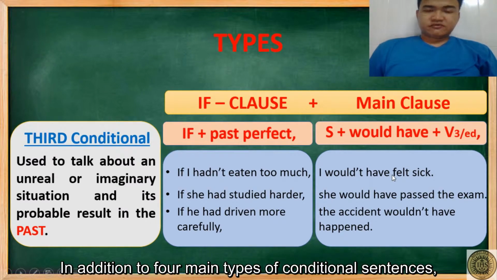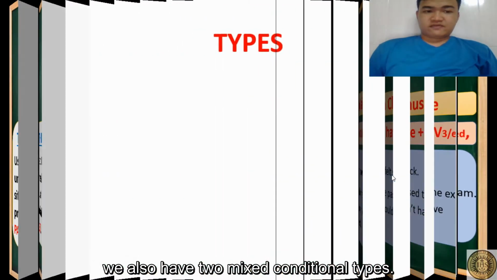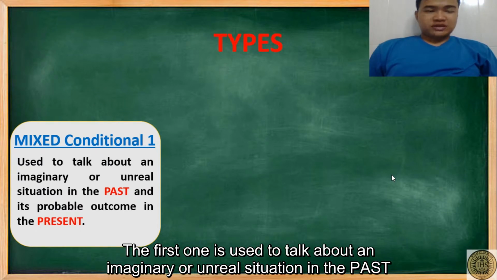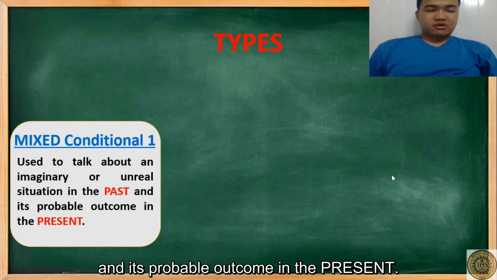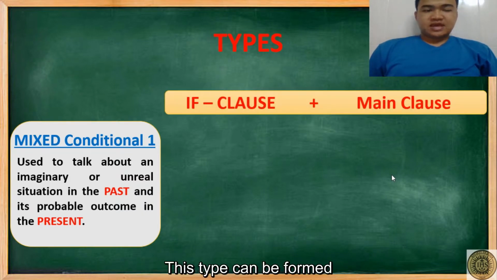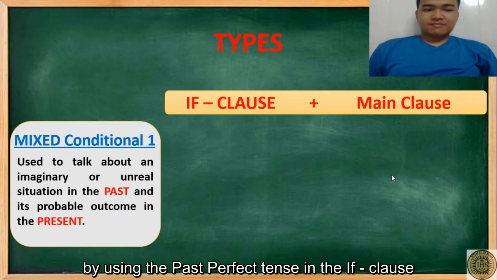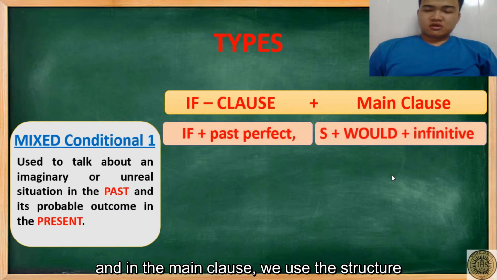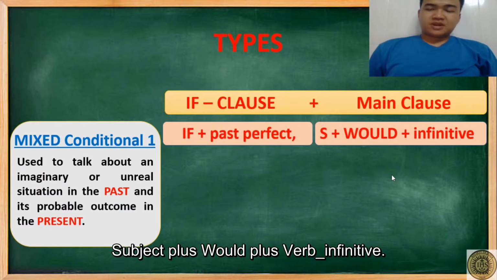In addition to four main types of conditional sentences, we also have two mixed conditional types. The first one is used to talk about an imaginary or unreal situation in the past and its probable outcome in the present. This type can be formed by using the past perfect tense in the if clause, and in the main clause, we use the structure of subject plus would plus verb infinitive.